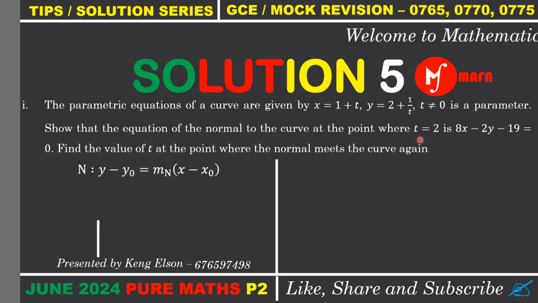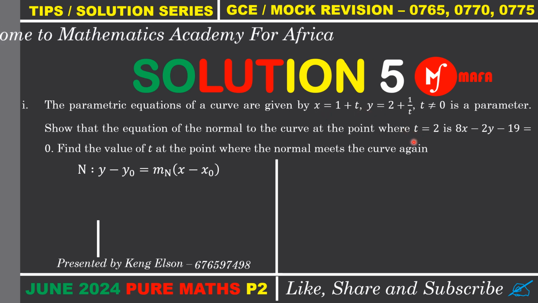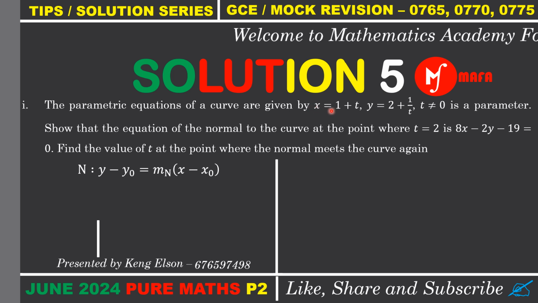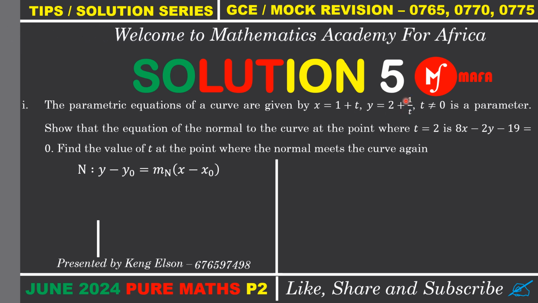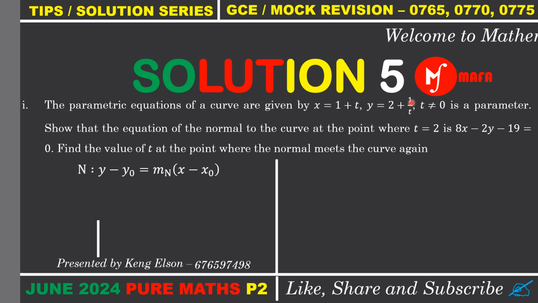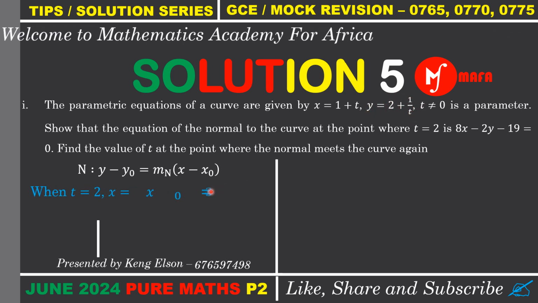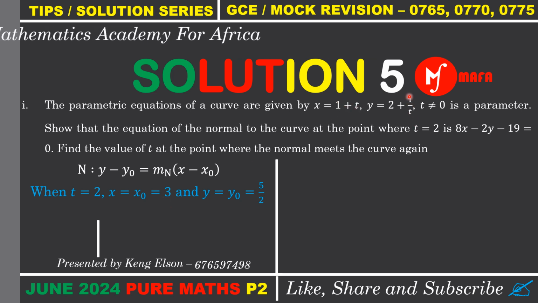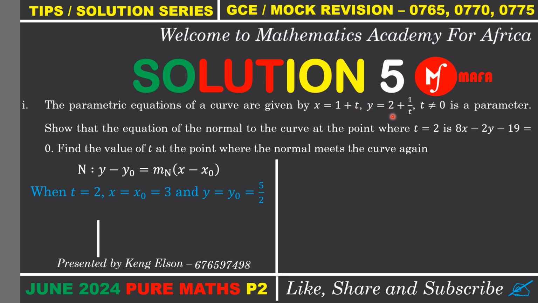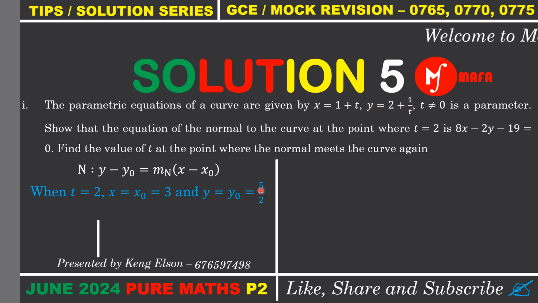Now we know that the point is when t is equal to 2, and since x and y are both in terms of t, once I replace t with 2 in x equal to 1 plus t, the value that 1 plus t gives me is the x coordinate of the point, which is x0. Once I replace t with 2 in y equal to 2 plus 1 on t, the value I have becomes the y coordinate of the point, which is y0. So we just have to replace t to be 2. Then x0 gives us 1 plus 2, which is 3. And y0 gives us 2 plus half, which is 5 divided by 2.